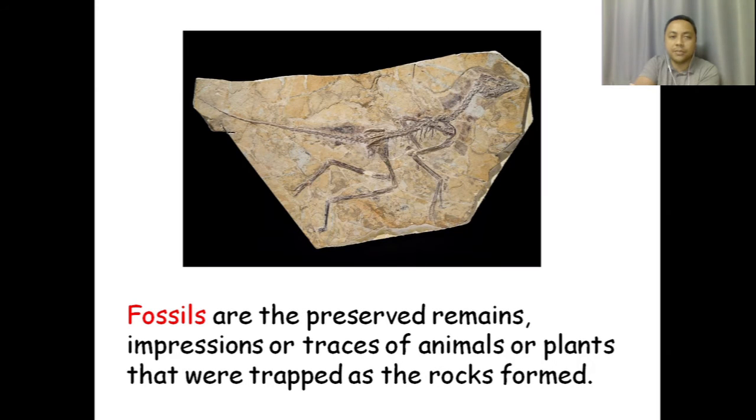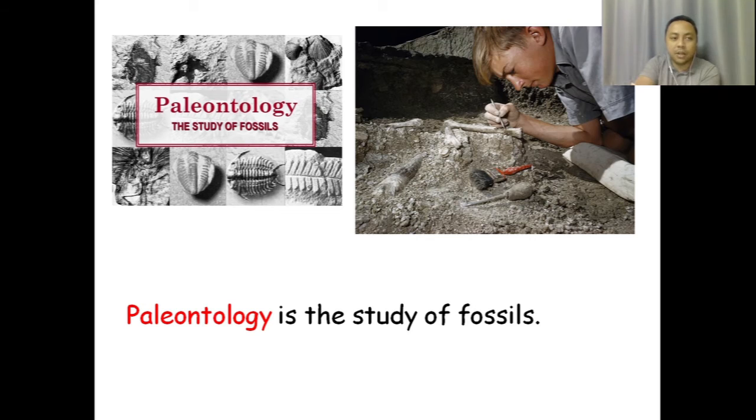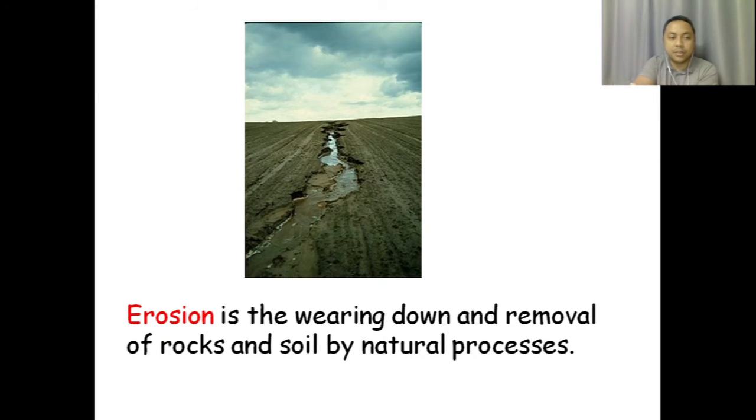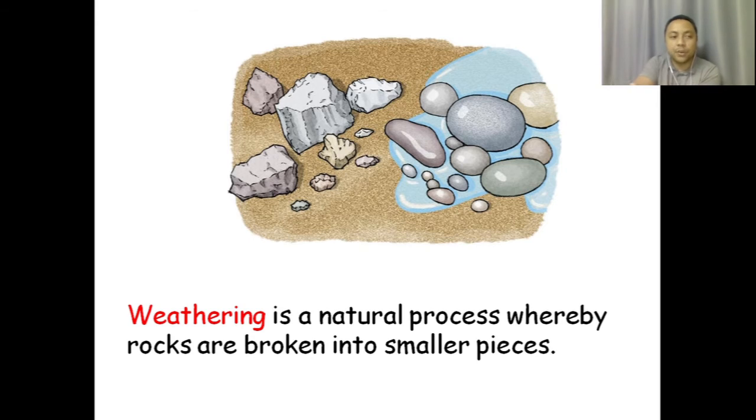This one here is a fossil. Fossils are the preserved remains, impressions, or traces of animals or plants that were trapped as the rocks formed. Paleontology. Paleontology is the study of fossils. Erosion is the wearing down and removal of rocks and soil by natural processes. Weathering. Weathering is a natural process whereby rocks are broken into smaller pieces.